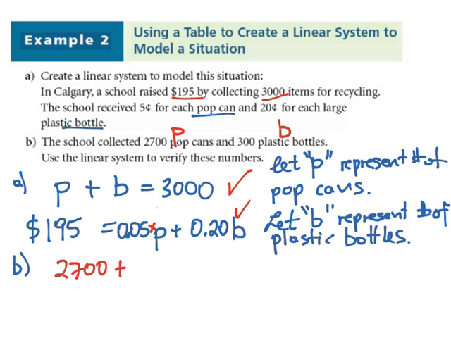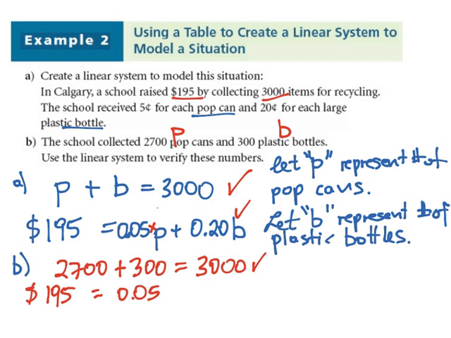2,700 plus 300 will equal 3,000. So that verifies our first equation. Our second equation now: 195 equals 0.05 times P, which is 2,700, plus 0.20 times the number of plastic bottles, which is 300. And let's see if we also add them up to 195. The right-hand side of the equation is 195 as well.